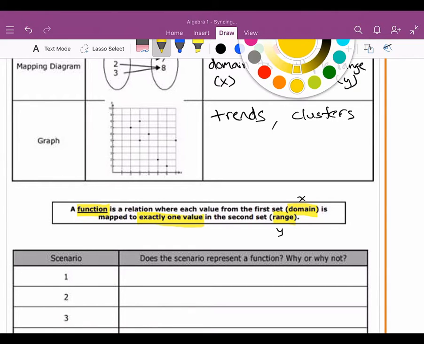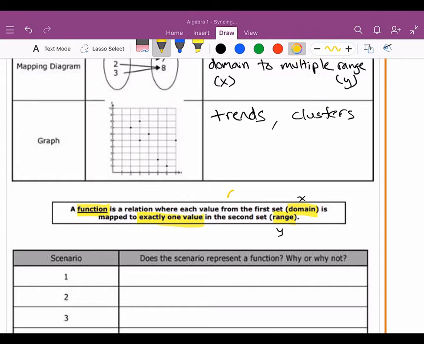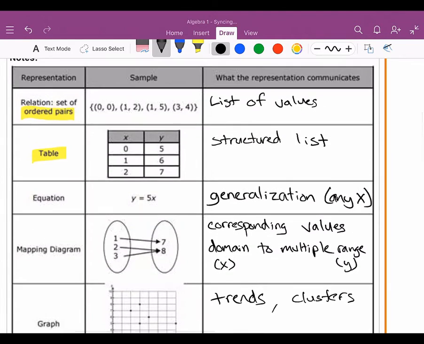Now I highlighted those keywords, but let's make this simpler for you. I'm going to draw a star. In simple terms, every domain, let's just say every x, is mapped to only one y. So every x has only one y. Keep that in mind.